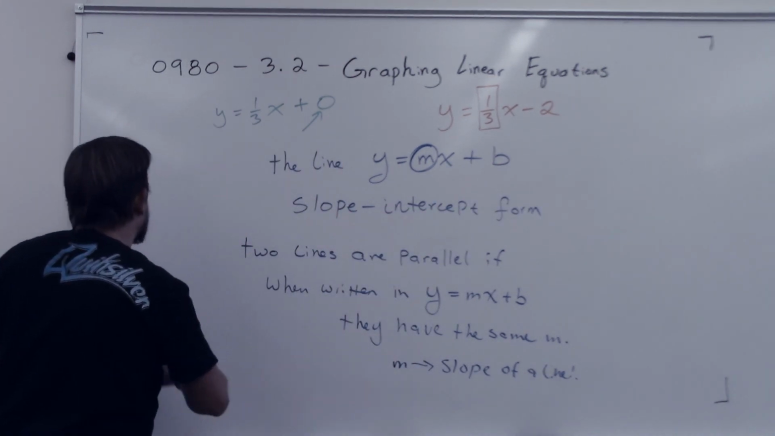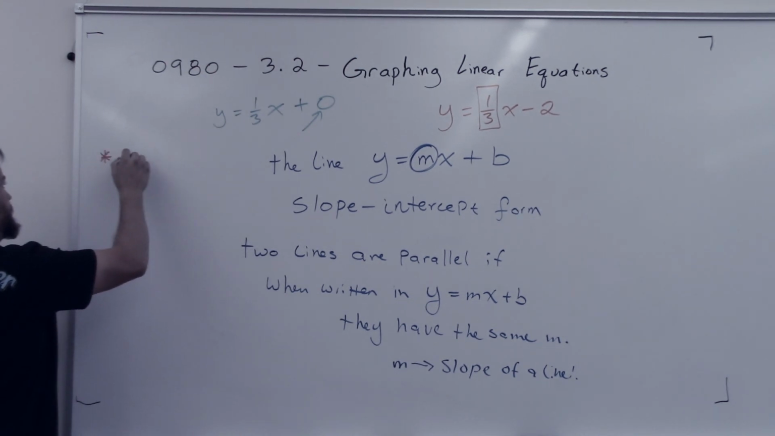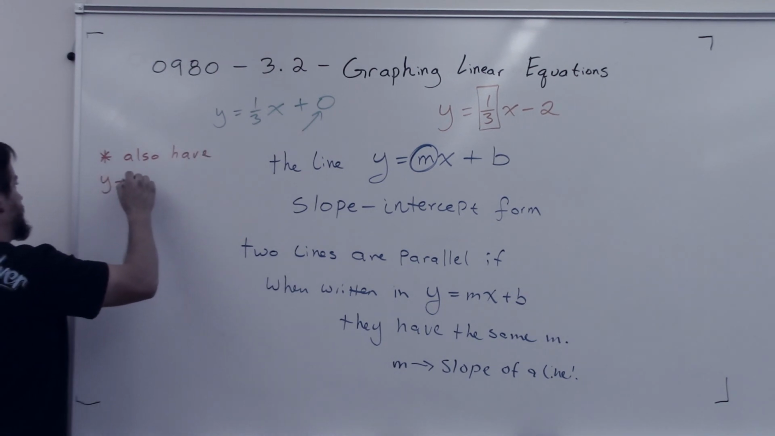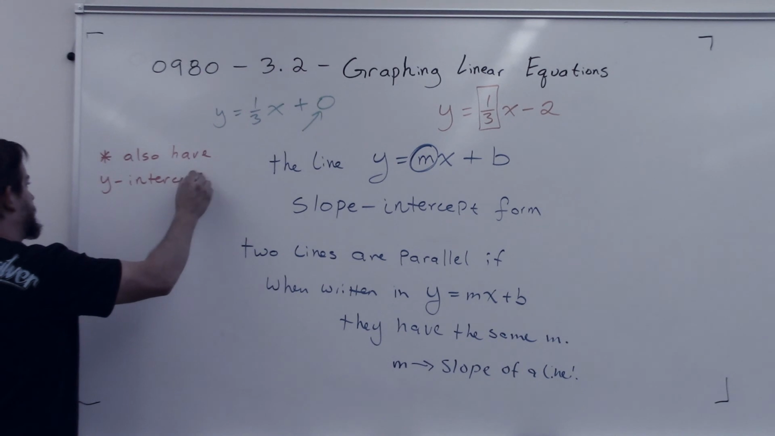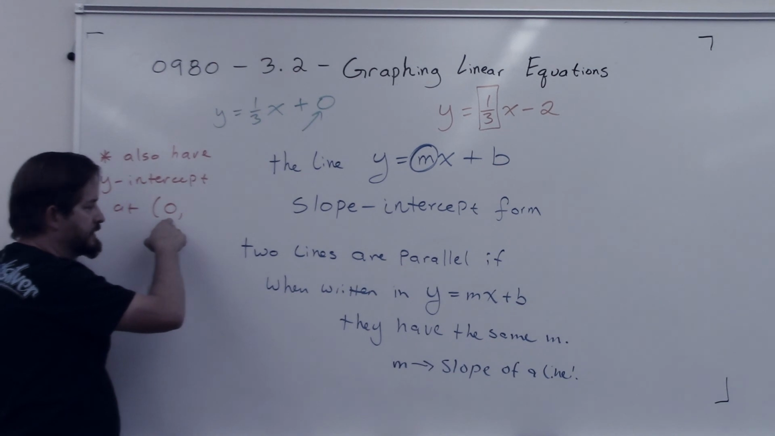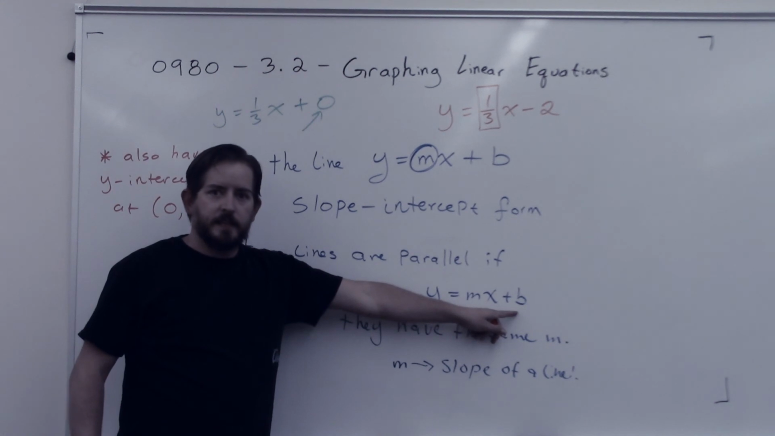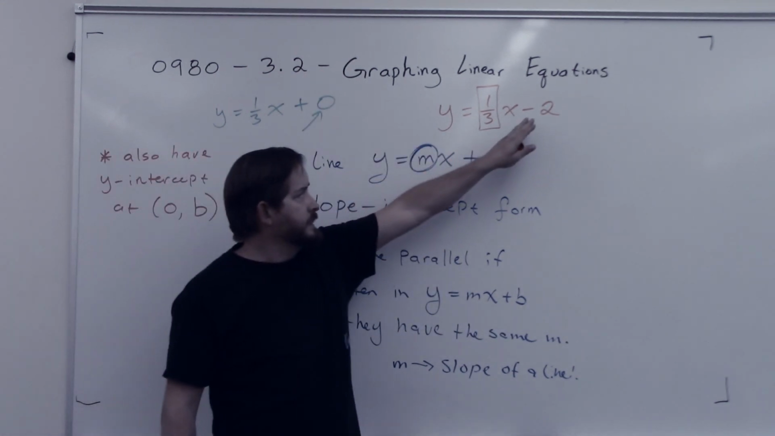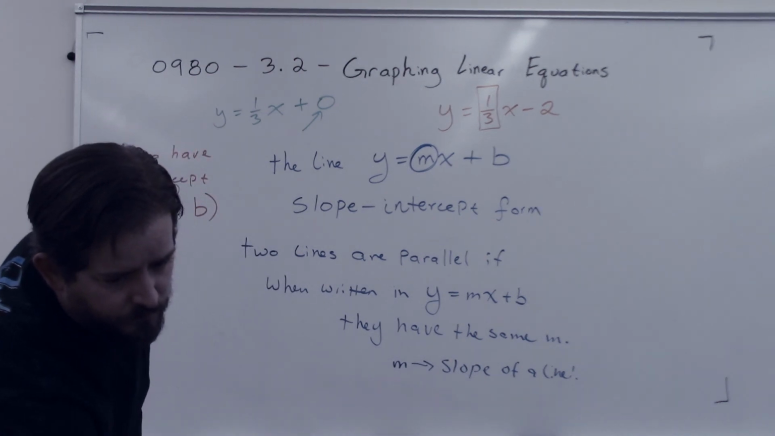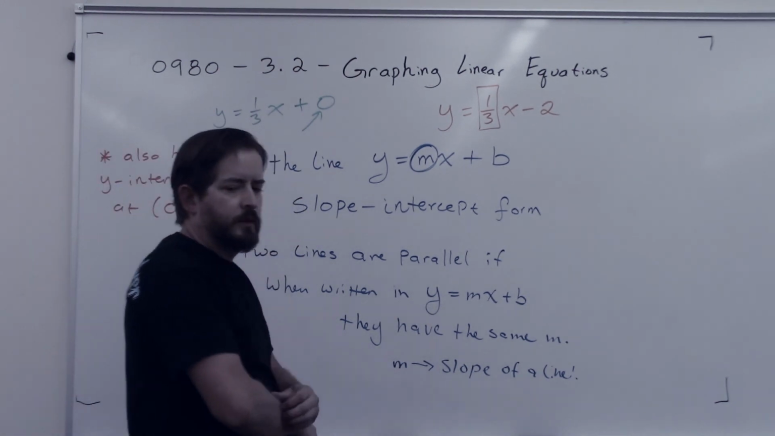And so we can also then say that these lines, they also have a y-intercept at the point 0. That's what makes it the y-intercept, is my x is 0. But it goes through that point 0, b, where b is that number hanging out to the side here. So in this case it was 0, in this case it was negative 2. And that's going to walk us into one of the next sections here.